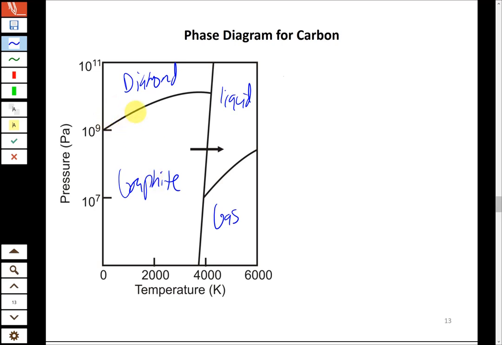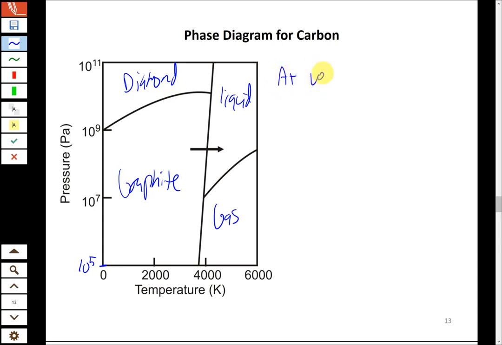and diamond occurs at 10 to the 9th Pascal. The normal atmospheric pressure is about 10 to the 5th Pascal. It's a weird unit for this diagram, but that's what I found. So, normal atmospheric pressure would be like somewhere down here, if this is like 10 to the 5th. So anyway, you have to go to really high pressures, about 10,000 times higher than atmospheric pressure to be able to convert graphite to diamond, but that can happen.